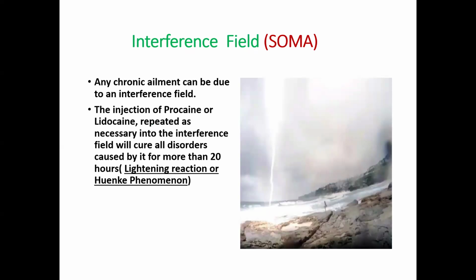Interference field. This is basically an area that interferes with your treatment. And if you actually inject the interference field, you get a fascinating phenomenon called the lightning reaction or Huenke phenomenon, where the patient will get almost complete resolution of his pain after the injection.